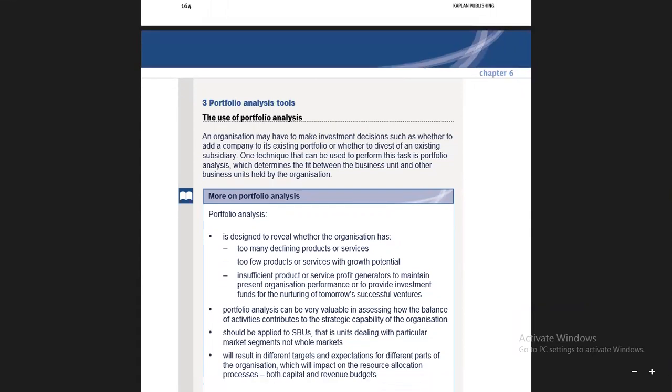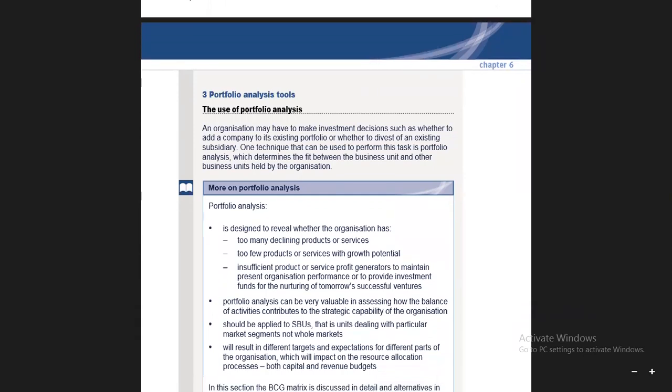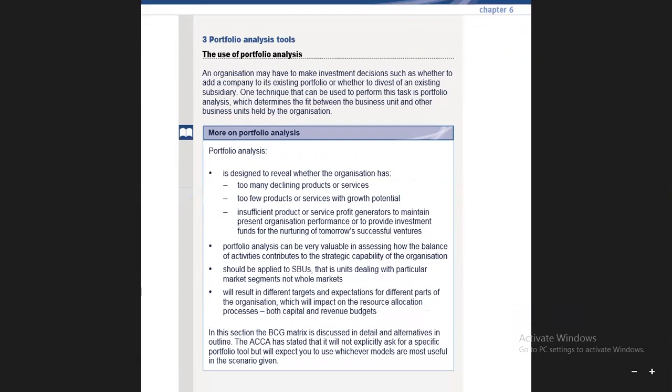And the next part of this is portfolio analysis. How are we going to develop through portfolio analysis? An organization may have to make investment decisions, such as whether to add a company to its existing portfolio or whether to divest an existing subsidiary.